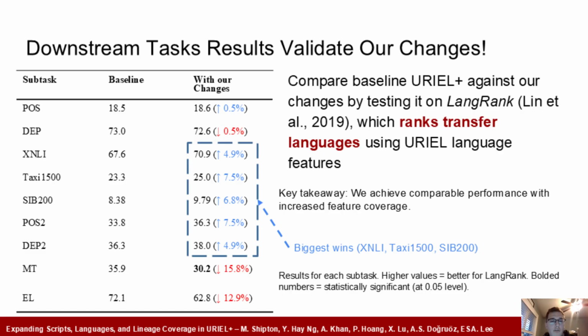We see strong improvements on several tasks, including XNLI, Taxi1500, and SIB-200. There are some decreases in tasks like machine translation and entity linking, which suggests that the added coverage introduces some trade-offs. However, overall, we achieve comparable or improved performance while significantly increasing feature coverage.